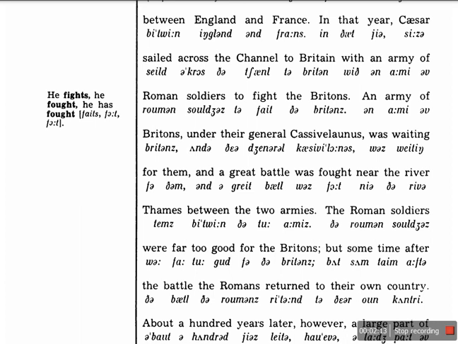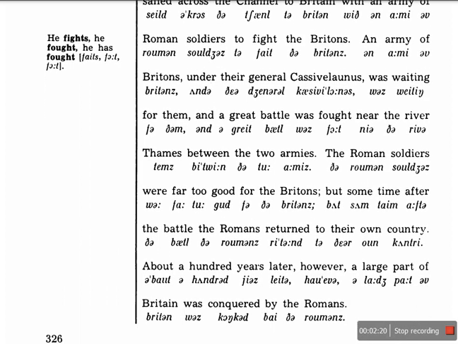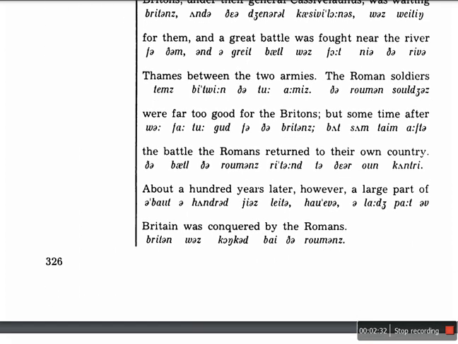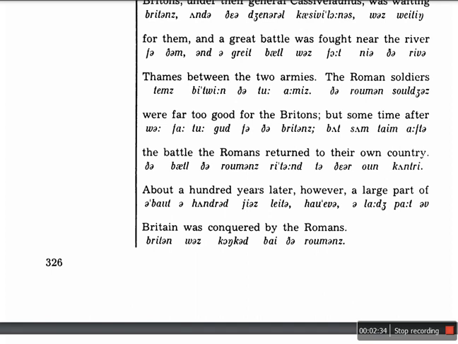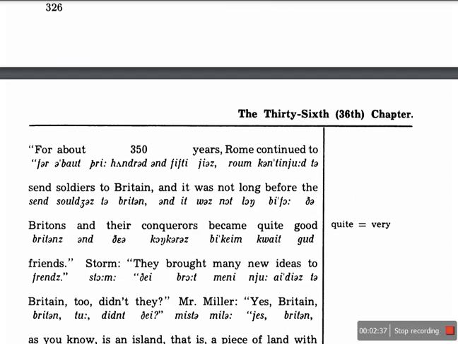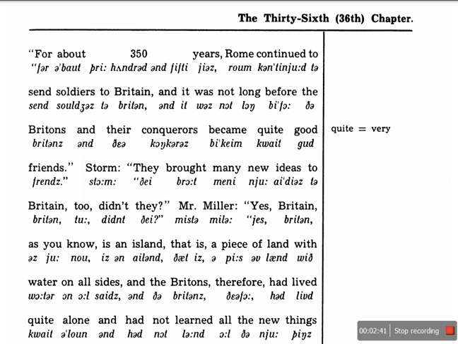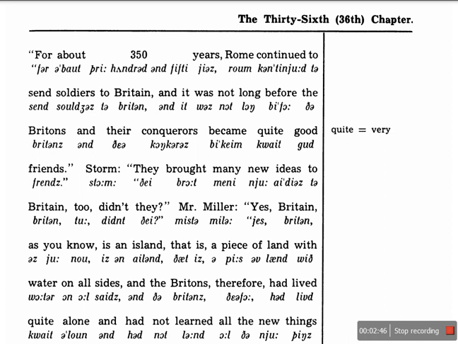An army of Britons under their general Cassivellaunus was waiting for them, and a great battle was fought near the river Thames between the two armies. The Roman soldiers were far too good for the Britons, but some time after the battle the Romans returned to their own country. About 100 years later, however, a large part of Britain was conquered by the Romans. For about 350 years Rome continued to send soldiers to Britain, and it was not long before the Britons and their conquerors became quite good friends.